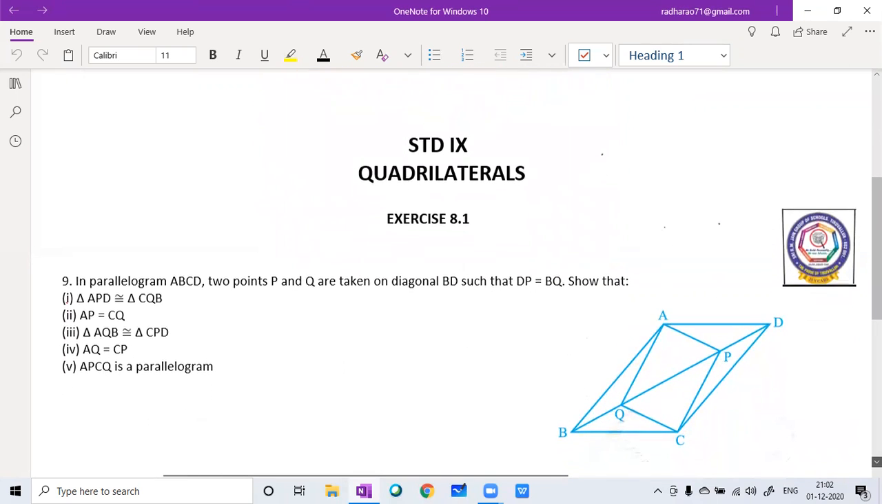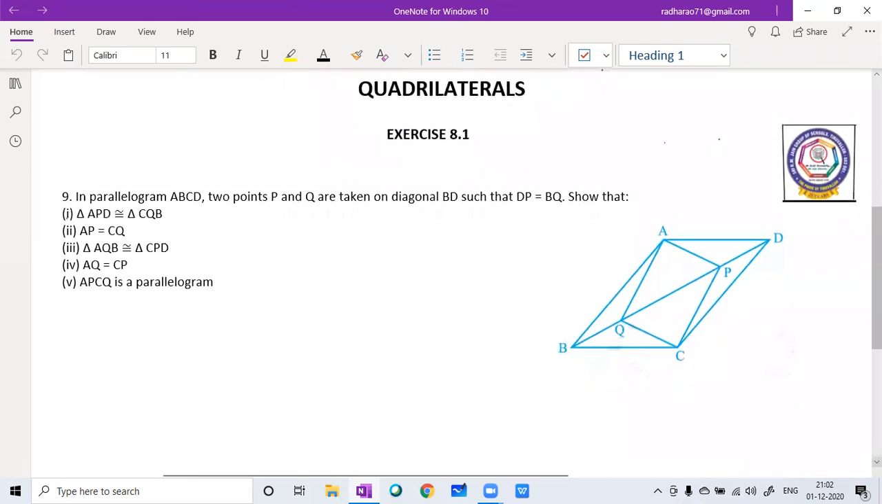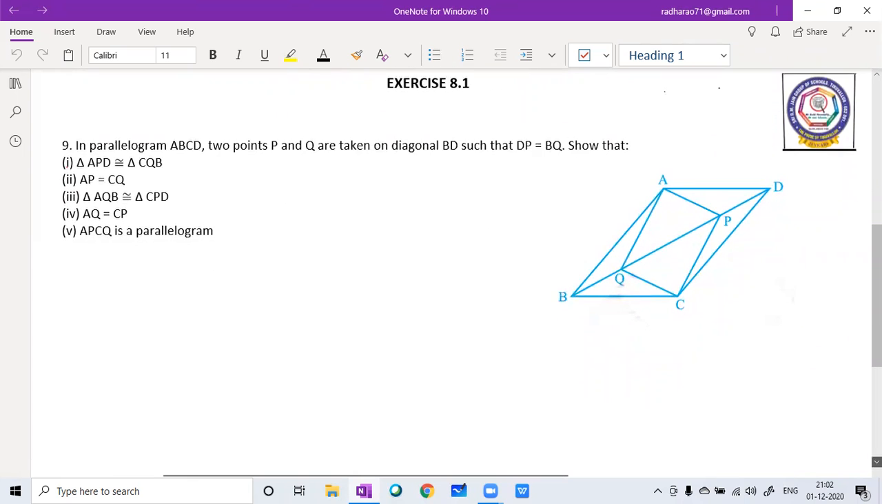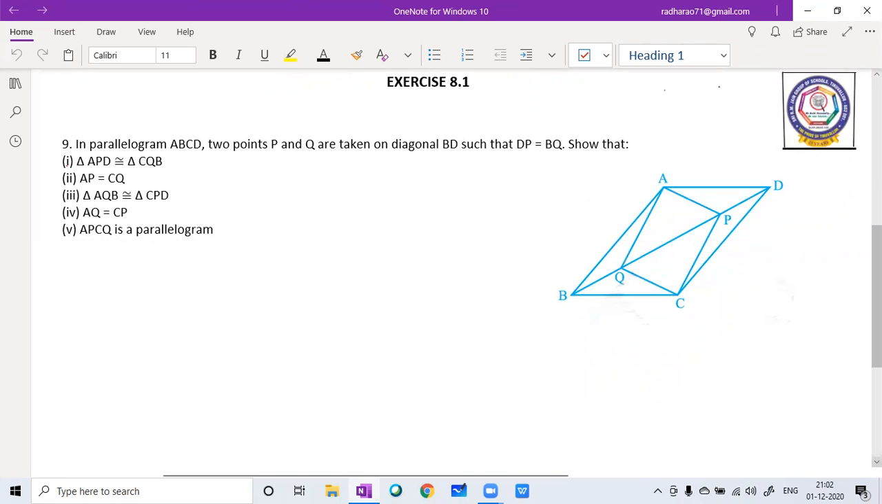Exercise 8.1, 9th question in the chapter Quadrilaterals. In parallelogram ABCD, 2 points P and Q are taken on diagonal BD such that DP is equal to BQ. Show that triangle APD is congruent to triangle CQB. AP is equal to CQ. Triangle AQB is congruent to triangle CPD. AQ is equal to CP. APCQ is a parallelogram. So what is given?